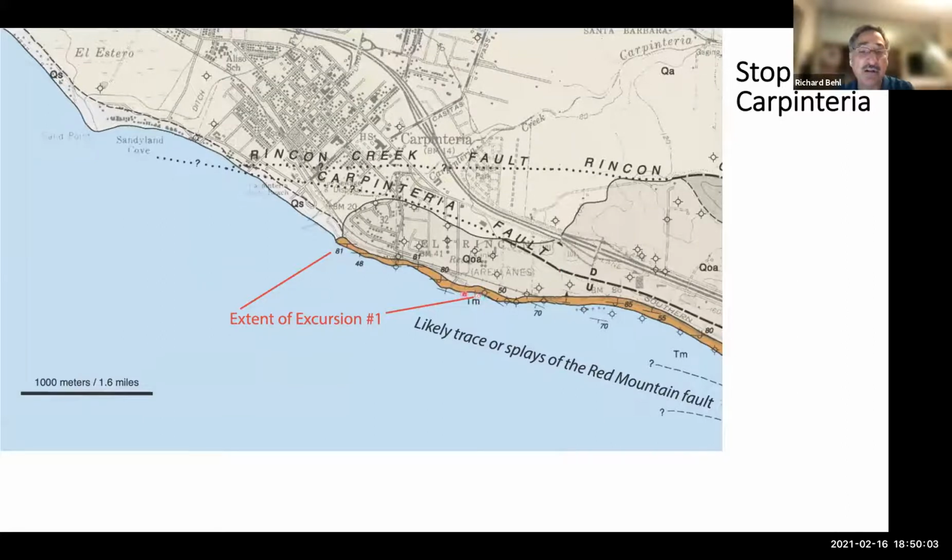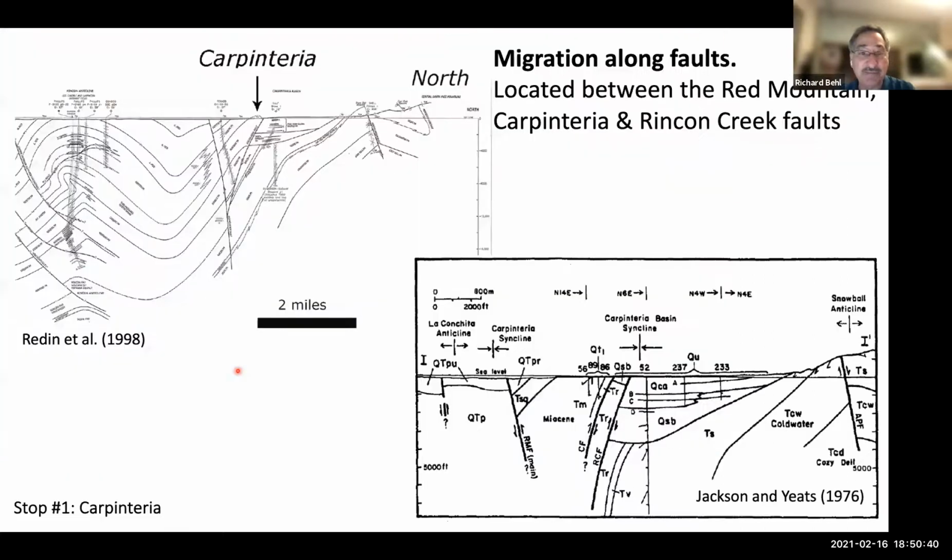These are outcrops along the beach where they're not covered by sand or by marine terraces or the Monterey Formation. And this location is between, and adjacent, very close to, a number of faults. We have the Rincon Creek Fault, we have the Carpinteria Fault, and we have, on this map, which is a Dibblee map, some splays of the Red Mountain Fault that are mapped in this area. So we're very close. This is just 1,000 meters here. So we're within a half mile or so of a couple different faults.